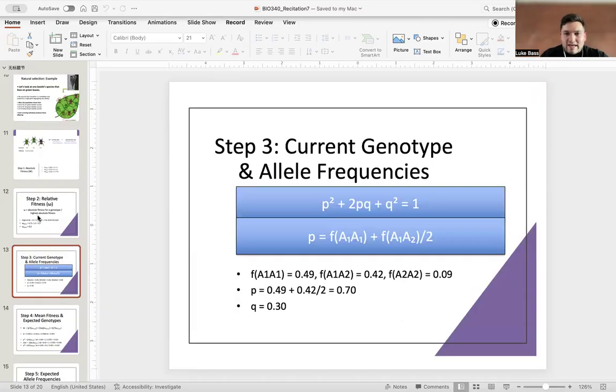So then we calculate the current genotypes and allele frequencies. Once again, looking at this Hardy-Weinberg equation, p squared plus 2pq plus q squared equals 1. And the other equation, p equals the frequency of A1 A1 plus the frequency of A1 A2 divided by 2. We can see that this is given. The frequency of A1 A1 is 0.49, A1 A2 is 0.42, and A2 A2 is 0.09. We can then calculate p and q because we have 0.49 plus 0.42, which we get from these two spots, and then divide that by 2, we get 0.7. So then we can just do q equals 1 minus p to get q equals 0.3.